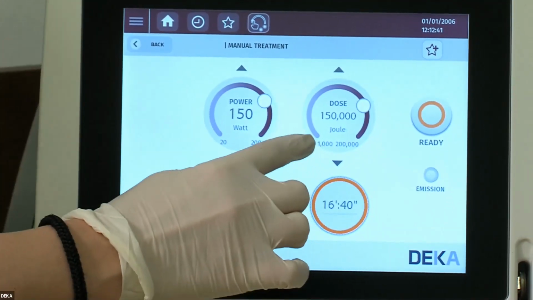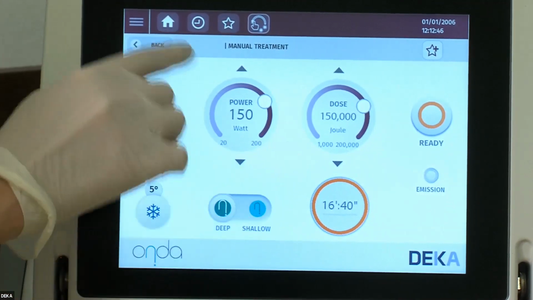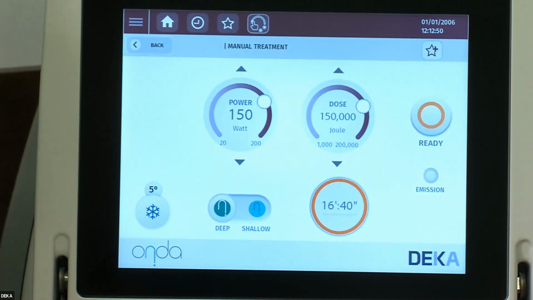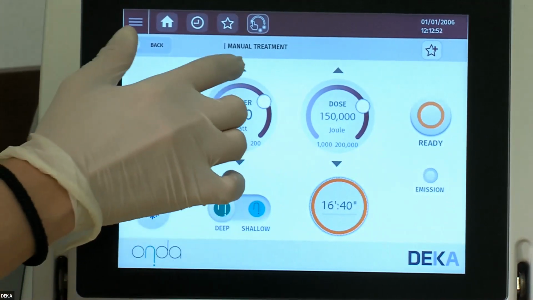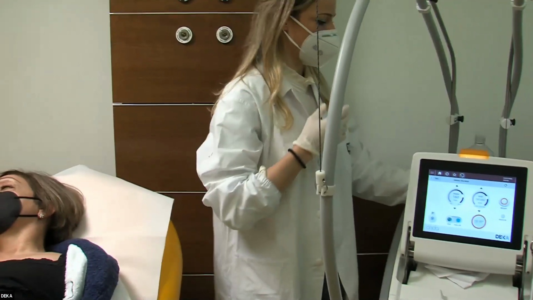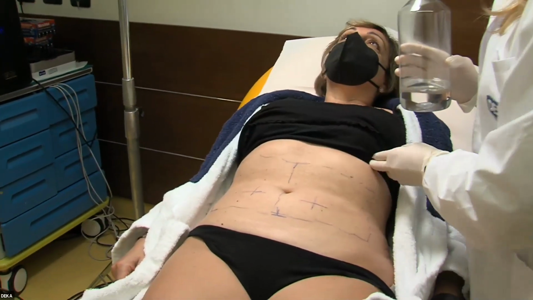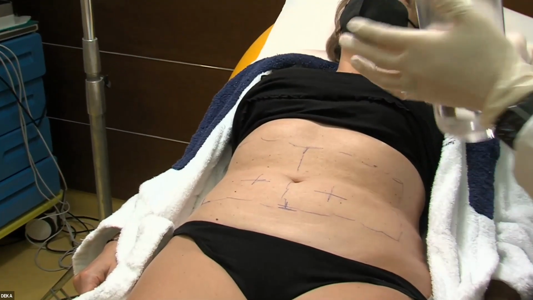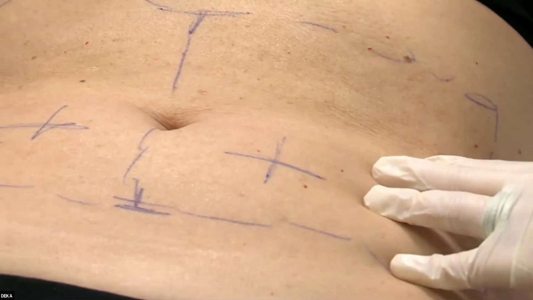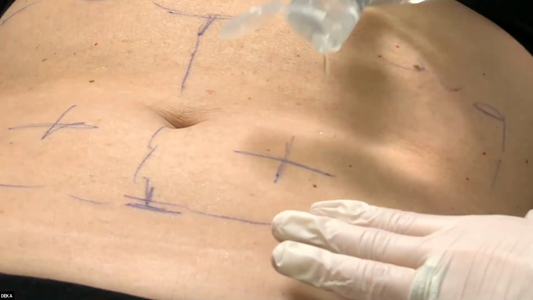I never touch the dose. I want to finish the dose always, okay? So we can play with the power for helping the patient to tolerate better, but we never touch the dose. Okay. I start from this quadrant. I finish my 15 minutes in this quadrant. Then I go to treat the other part.